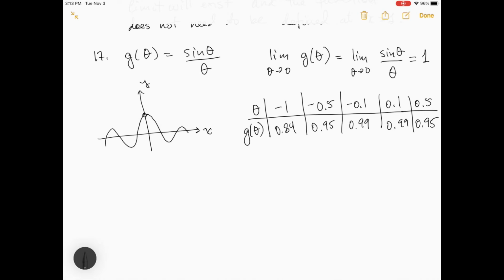Because the closer the point that you look at, the closer the value will get to 1, and eventually it keeps trying to get to 1, but it never quite gets there because the function is not defined at x equal to 0. But we can see where it's going, and it's going to value of 1.